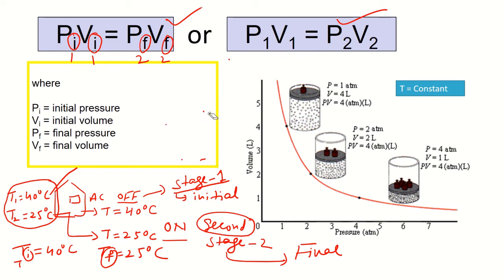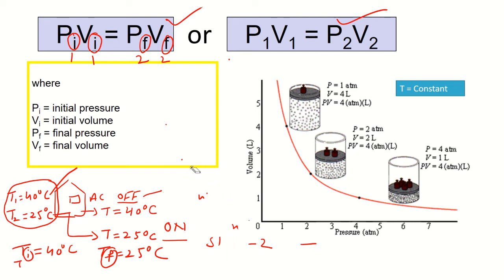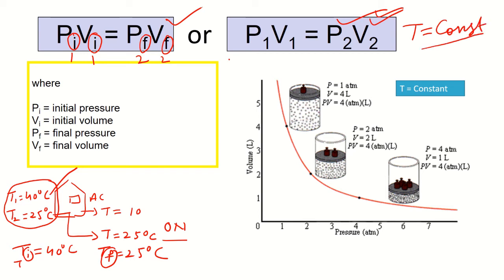And what is this formula saying, what does Boyle's law say? Boyle's law says if you multiply the pressure and the volume of the gas, this is always constant. This multiplication will never change. And this rule is true when the temperature of the gas is constant. So you always have to remember this.